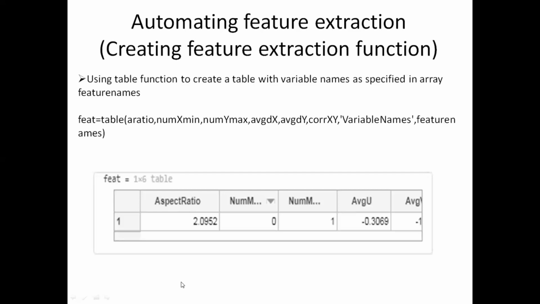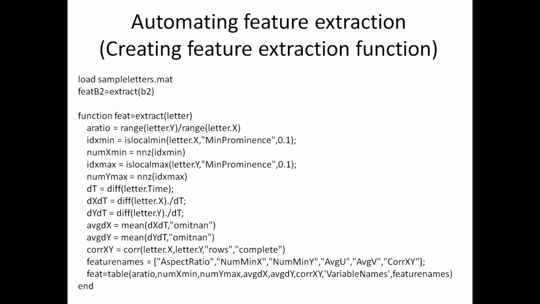So this is how you will form a table and put the values that we are extracting from the raw data, and form a features table. Next we will see how this is to be written as a function. In the previous code that we have written, we have just written it as a main code. Now we can convert it into a function.